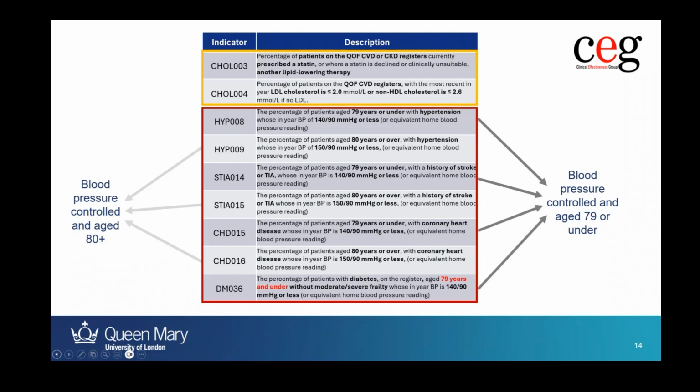So if we look at those 9 indicators, as I mentioned, the first 2 are around cholesterol, and the remaining 7 are around blood pressure control. If you look at these, they're actually all identical, other than the main comorbidity or cohort being different. The first 2 are around the hypertension register, the next 2 are around stroke and TIA, the next 2 are around coronary heart disease. And they all have the same targets for the same age ranges. The only exception is diabetes, with DN36, where they are only looking at patients aged 79 and under. They're not assessing patients 80 plus for the diabetes registers.